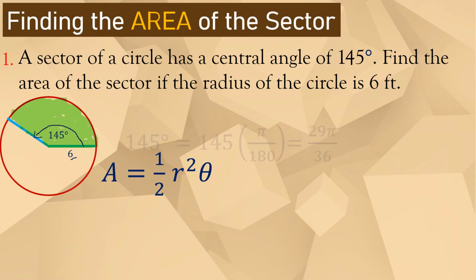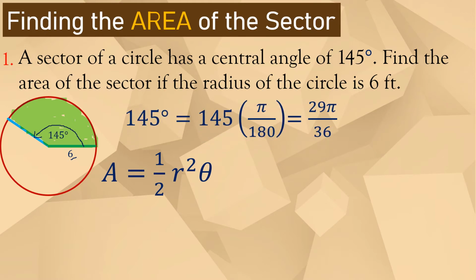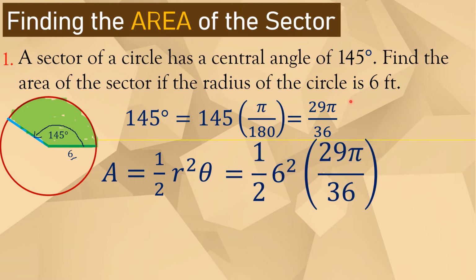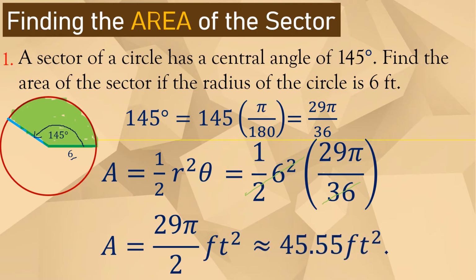So how do we answer this? First, we need to convert 145 degrees to radian, and that is equal to 29 pi over 36 radians. And after that, we can now substitute 6 being the radius, so square 6. So here, we notice we can now cancel out. The square of 6 and 36 can be cancelled out since they're both 36. Now the area of that sector is 29 pi over 2 square feet, which is approximately 45.55 square feet.